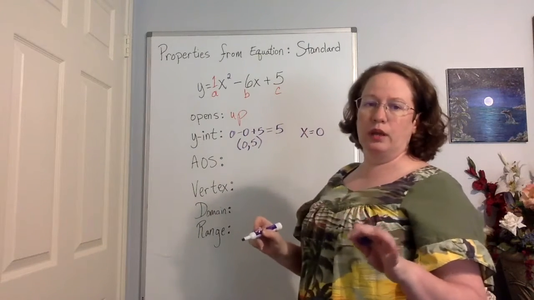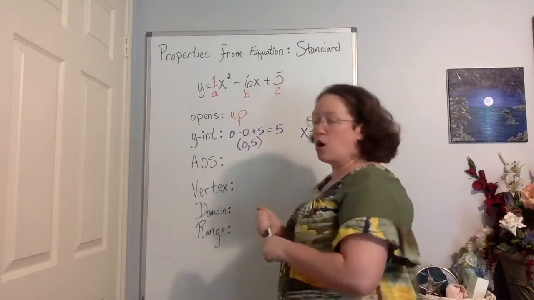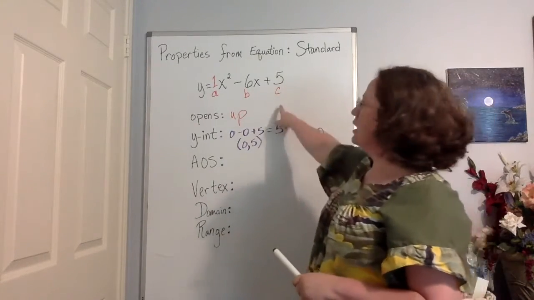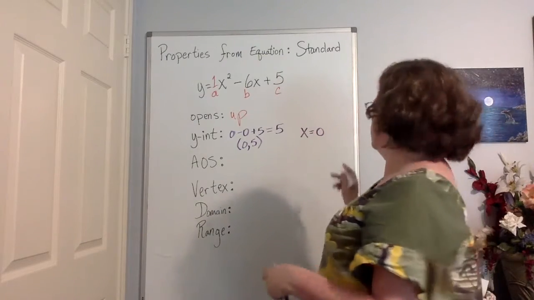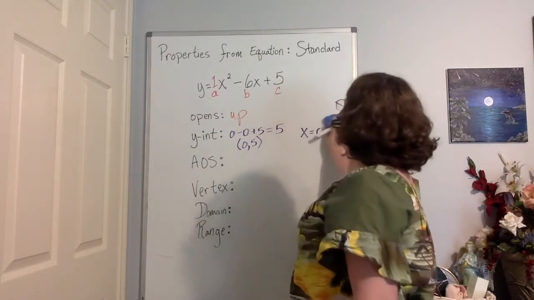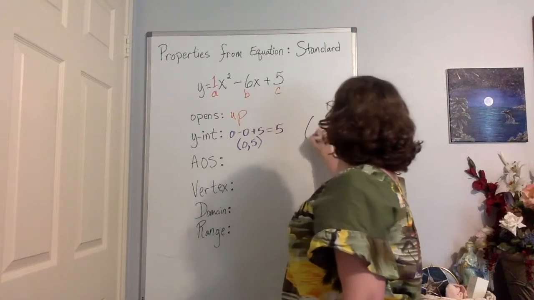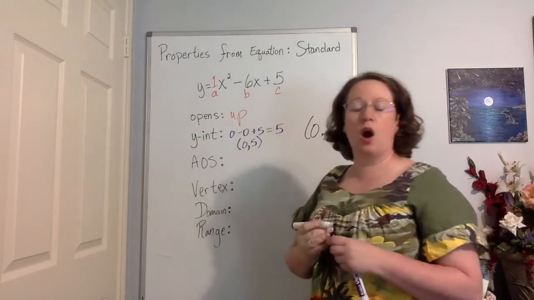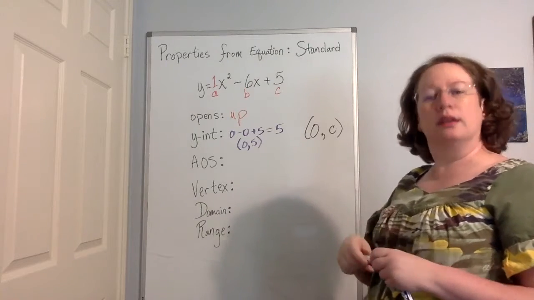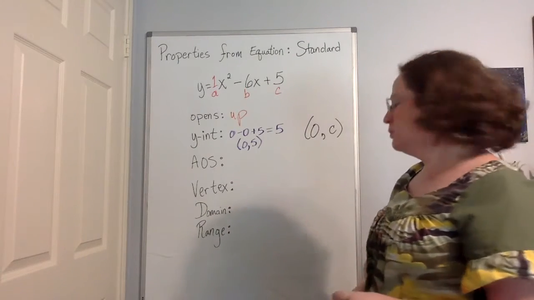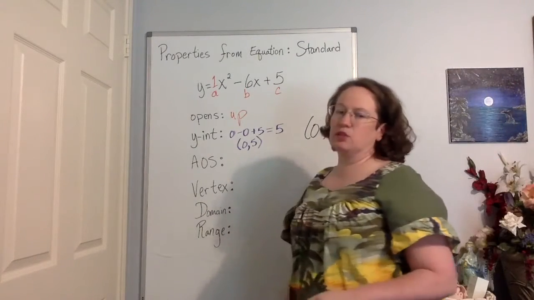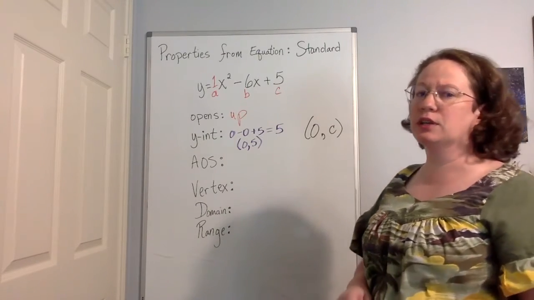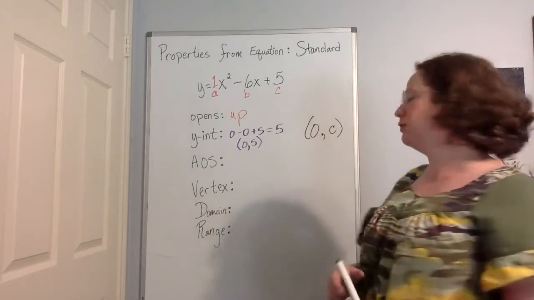So real quick, always, my y-intercept is always going to be whatever the c value is. So my c value, I can write this as 0, c for the y-intercept because it's always going to be at the value of c. So now we get to our axis of symmetry. Here's where we're going to have to do a little bit of math again, just like with factored, because we know it splits it in half.